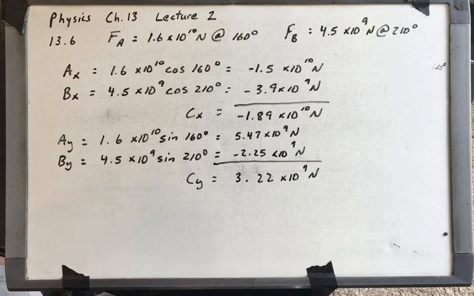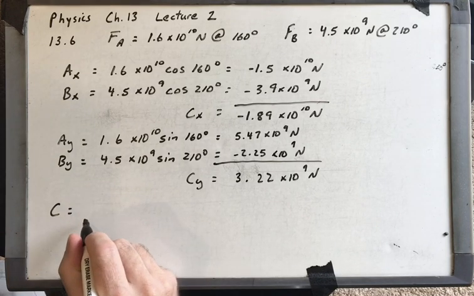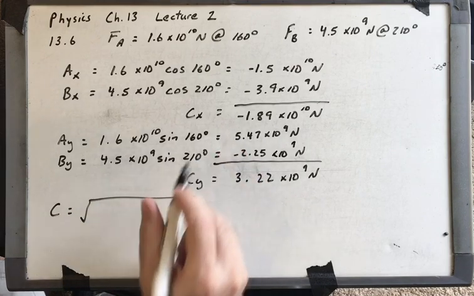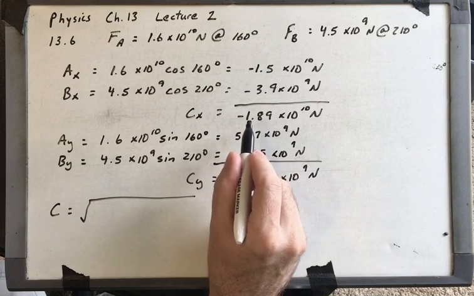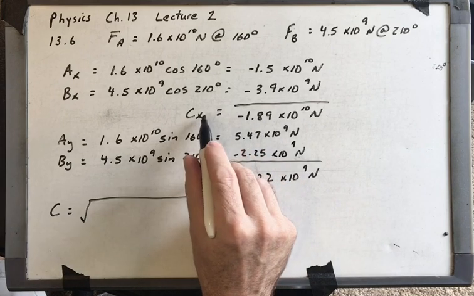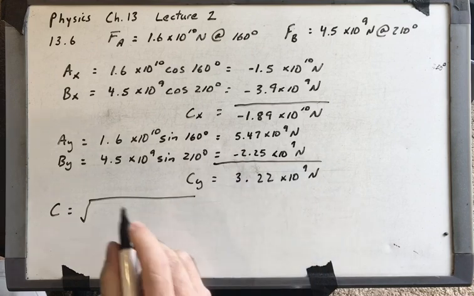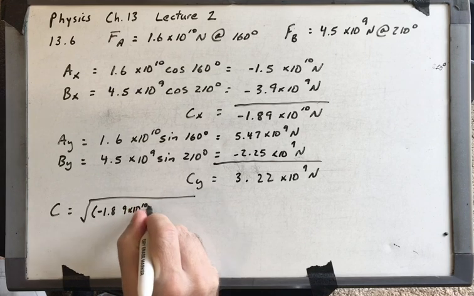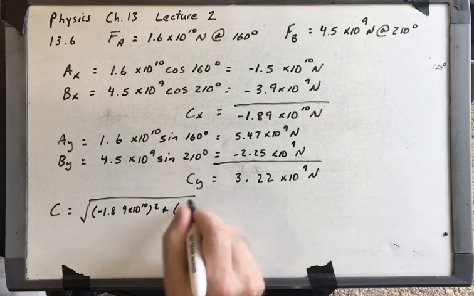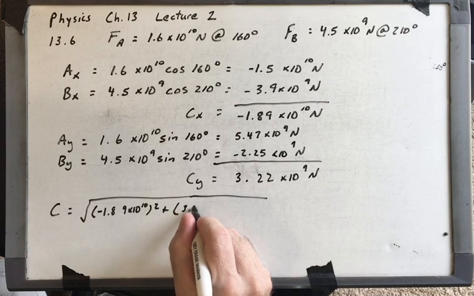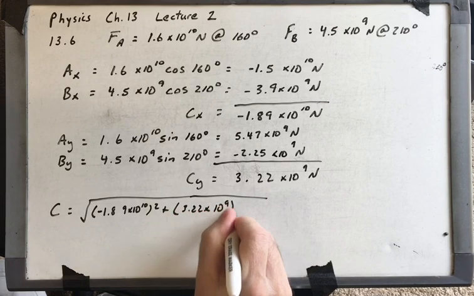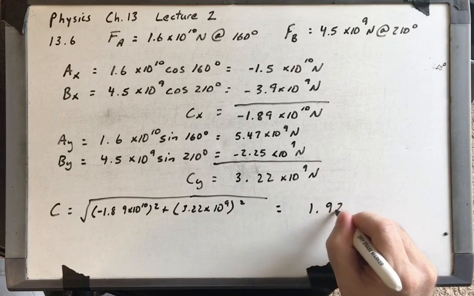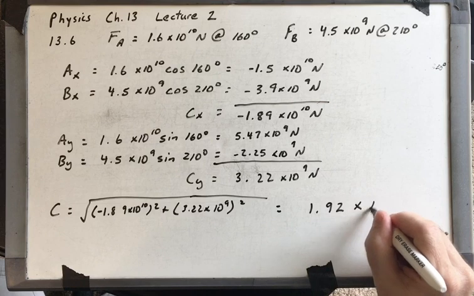Okay, so to get the magnitude of our force, we'll call that vector C, we use the Pythagorean theorem. So we're going to take the square root of C sub x squared plus C sub y squared. So that's negative 1.89 times 10 to the 10th squared plus 3.22 times 10 to the 9th, all squared. You take the square root of that and you'll get 1.92 times 10 to the 10th newtons.